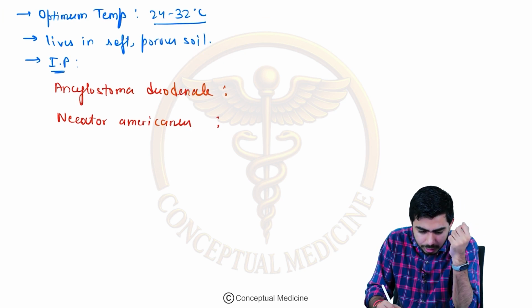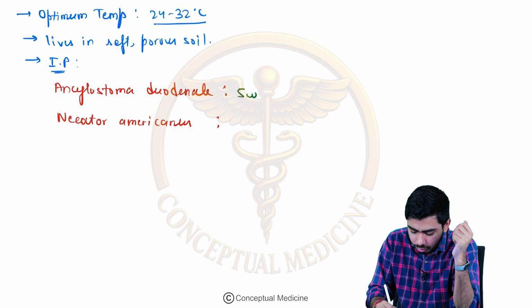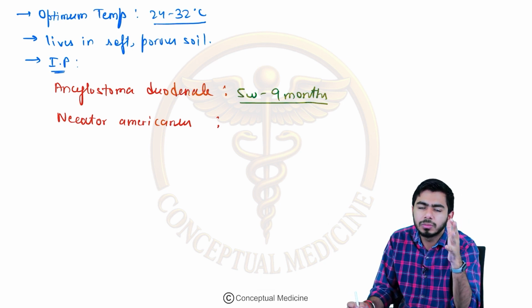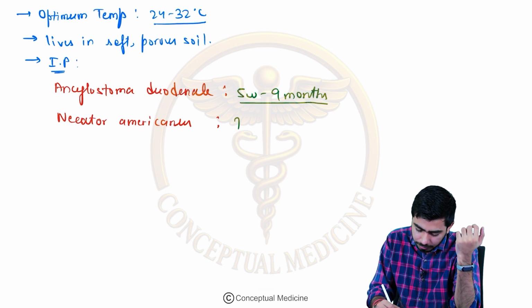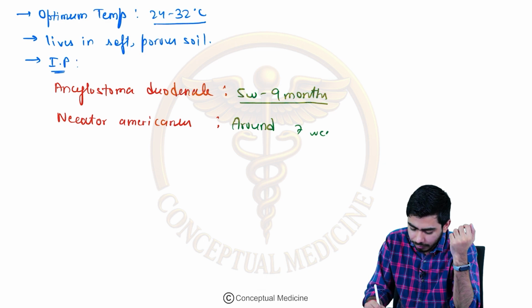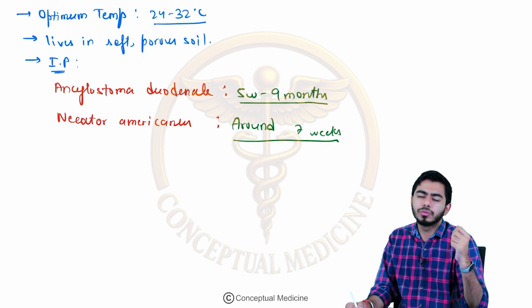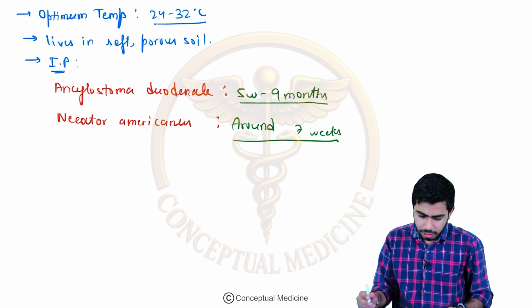Around 5 weeks to 9 months, that is the incubation period for Ancylostoma duodenale. And for Necator americanus it is shorter as compared to duodenale, around 7 weeks. Okay, so for Necator americanus it is around 7 weeks, right?